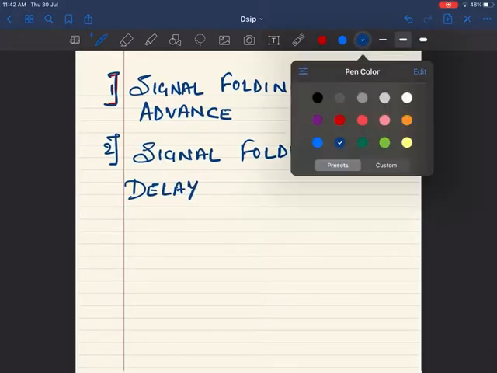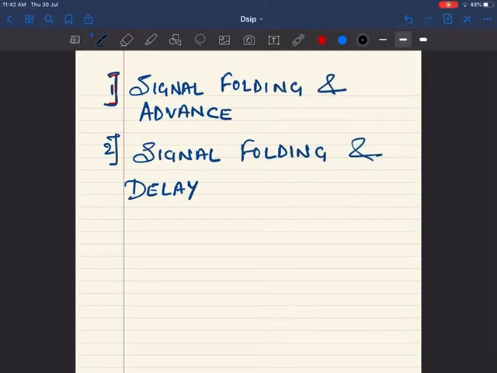The example for signal folding and advance is x of minus n minus 2. The example of signal folding and delay is x of minus n plus 2.